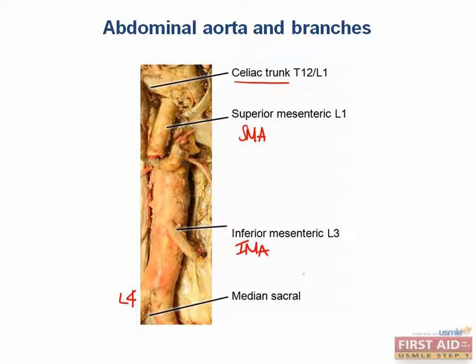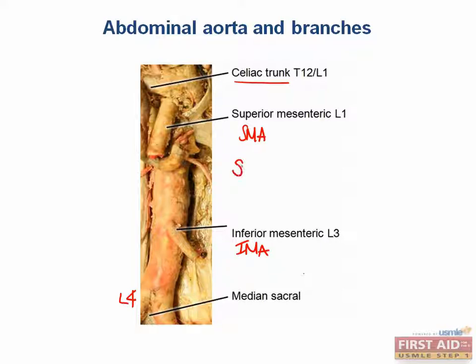Another way to categorize these arteries and remember what they supply is by looking at their branching off points. Arteries that branch off anteriorly go to the gut, which includes the celiac trunk, the SMA, and the IMA. Meanwhile, arteries to non-GI structures branch off the aorta laterally.